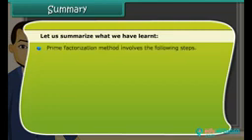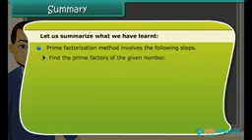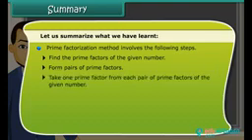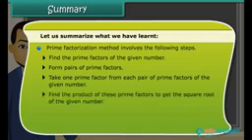Prime factorization method involves the following steps. Find the prime factors of the given number. Form pairs of prime factors. Take one prime factor from each pair of prime factors of the given number. Find the product of these prime factors to get the square root of the given number.